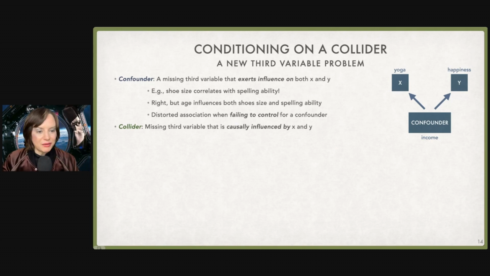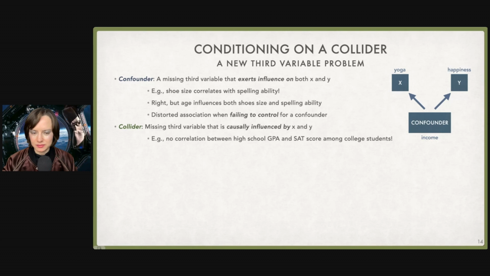On the other hand, I refer to a collider as the evil cousin to the confounder. It's a missing third variable that is causally influenced by X and Y. So, for example, research has shown that there is no correlation between the high school GPA that someone has and the SAT score among college students. So we look at college students and we say, hey, what was their high school GPA? Hey, what was their SAT score from the SATs they took before they came to college? And we say, gosh, there's no correlation. I thought SAT scores should reflect something about what people are learning. I'm kind of surprised by that.